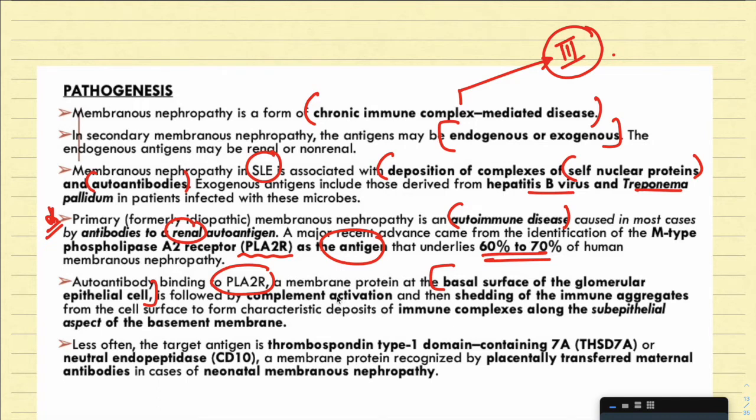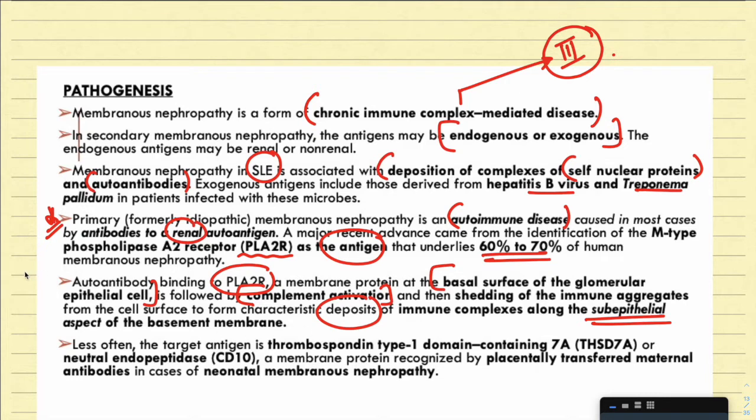Once antigen and antibody combine with each other, that leads to complement activation and shedding of this immune complex or immune aggregates from the cell surface to form the characteristic deposits of immune complex along the subepithelial aspect of the basement membrane. So this becomes very, very important. Over here you have to understand that the antigen in case of the primary variety is the phospholipase A2 receptor. Once complement activation is there, the immune complex will form and deposit along the subepithelial aspect of the basement membrane.